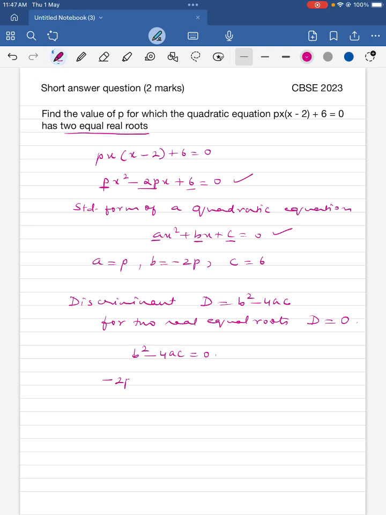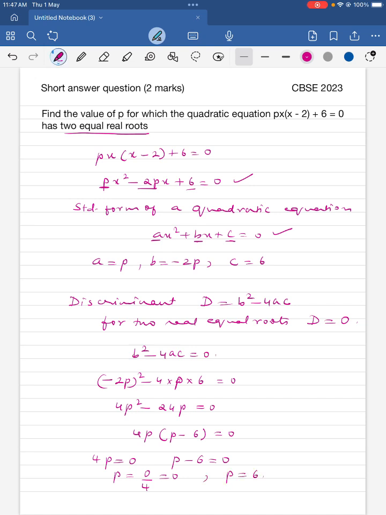So (-2p)² - 4 times p times 6 is equal to 0, which gives me 4p² - 24p is equal to 0. Let me take out the common factors. That is, I'm trying to factorize 4p² - 24p. I'll take out 4p common and I would have (p - 6) equal to 0. Which means that 4p could be 0 or p - 6 could be 0, from which I'll get the value of p as either 0 or p is 6.